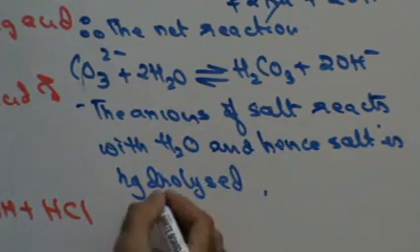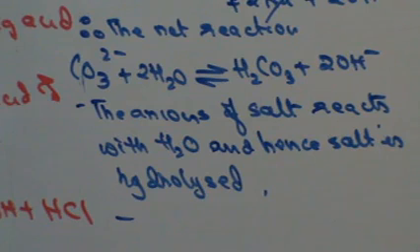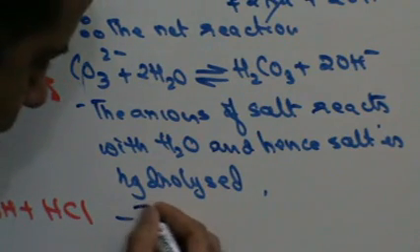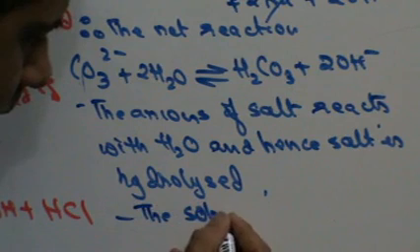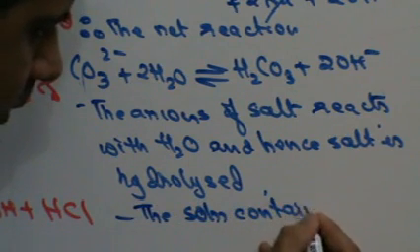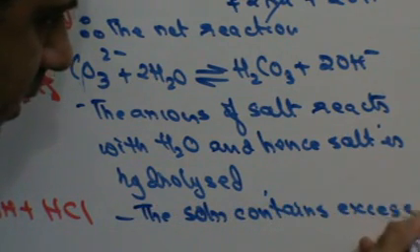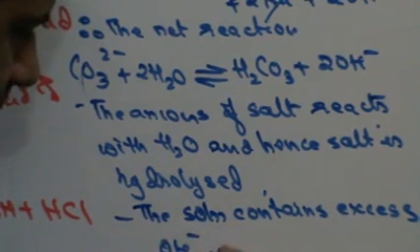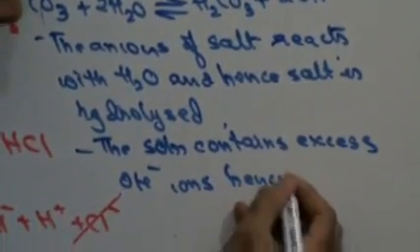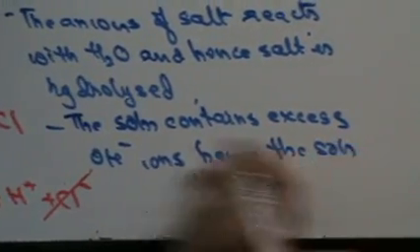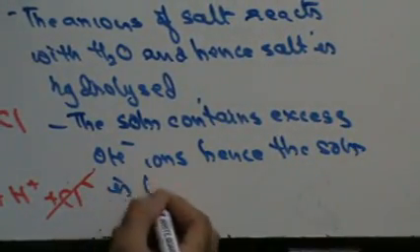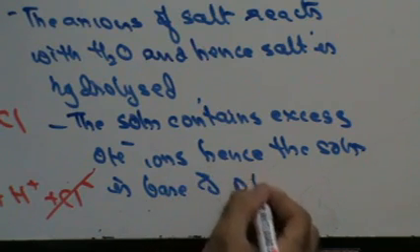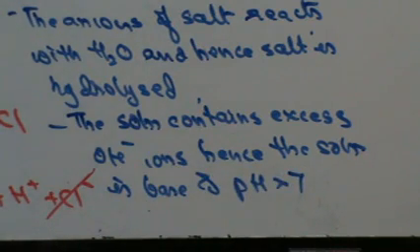Right? Now, if you see, the solution has got excess OH minus ions. The solution contains excess OH minus ions. Hence, the solution is basic and its pH is greater than 7. Right? So this is your hydrolysis of salt of weak acid and strong base.